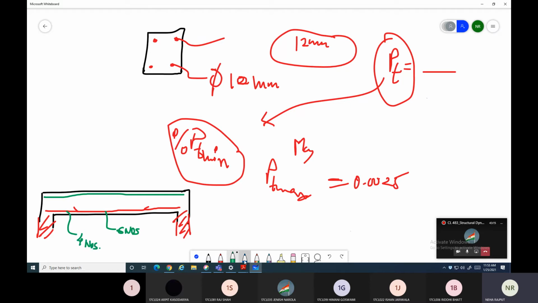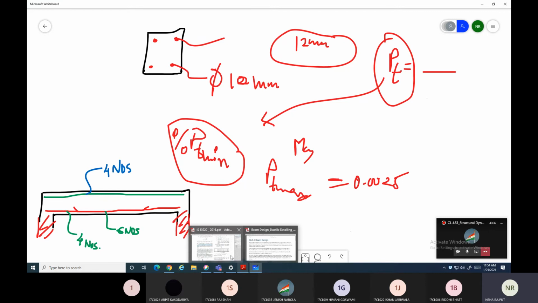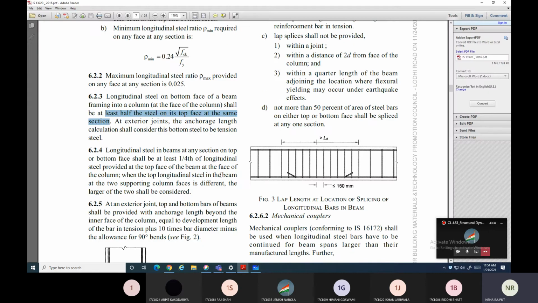तो ये क्लॉज क्या है? फिर ये जो मेरे बार है टॉप के, तो टॉप के मेरे बार है सपोज के 4 नंबर्स, बराबर, जो मैंने थ्रू आउट प्रोवाइड किए हैं. तो ये क्लॉज का मतलब क्या है? दिस इज जनरली फॉर डबली रेनफोर्स बीम, बिकॉज उसमें आपके कंप्रेशन के रेनफोर्समेंट ज़्यादा आते हैं.